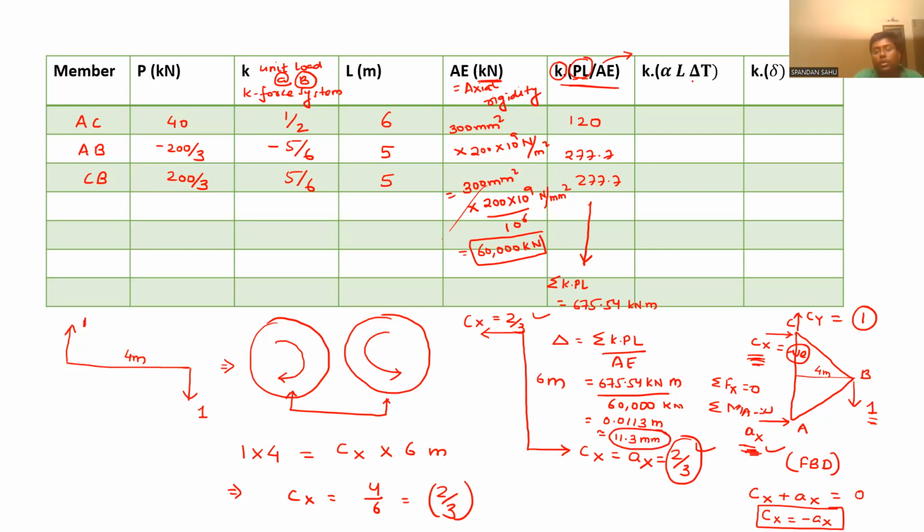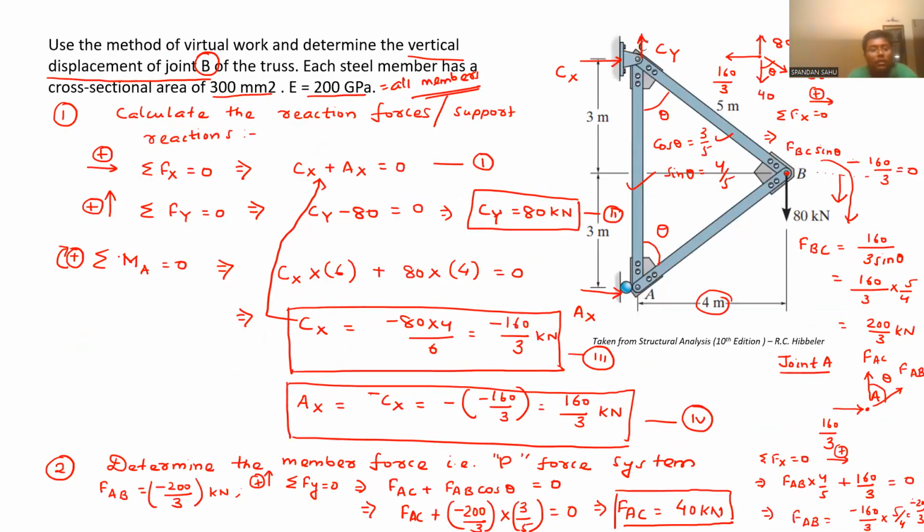And there is no temperature variation for any of the members here, and there is no lack of fit also. So this total column will be 0, this total column will also be 0. So our delta value, delta B in the vertical direction will be 11.3 mm. This is the final answer.